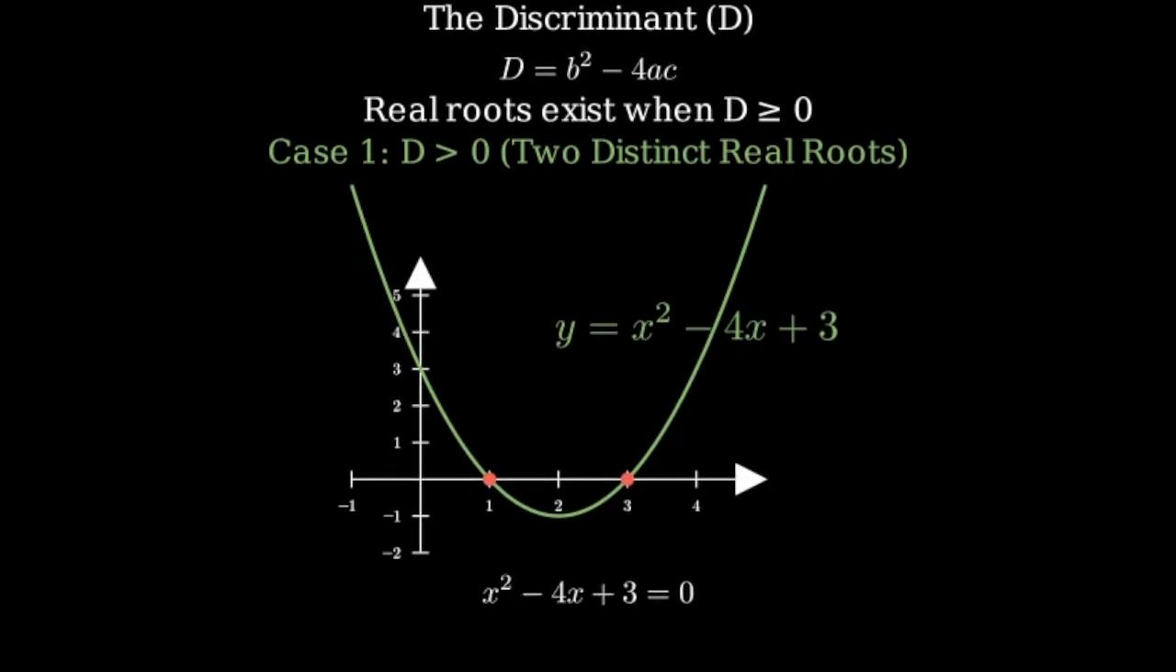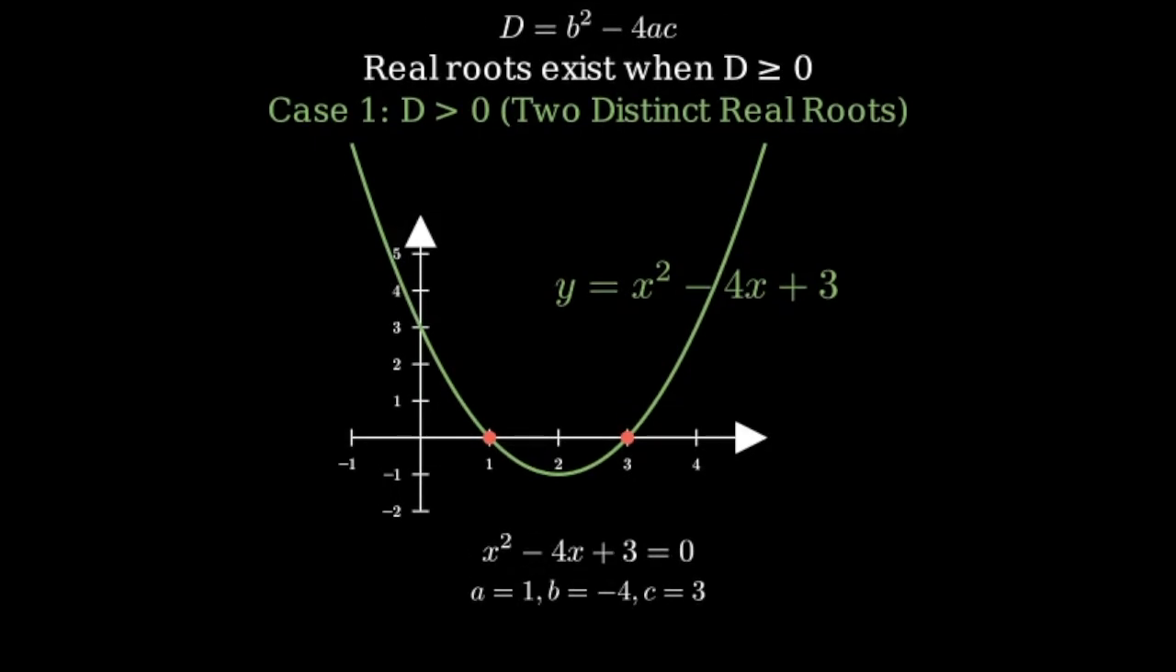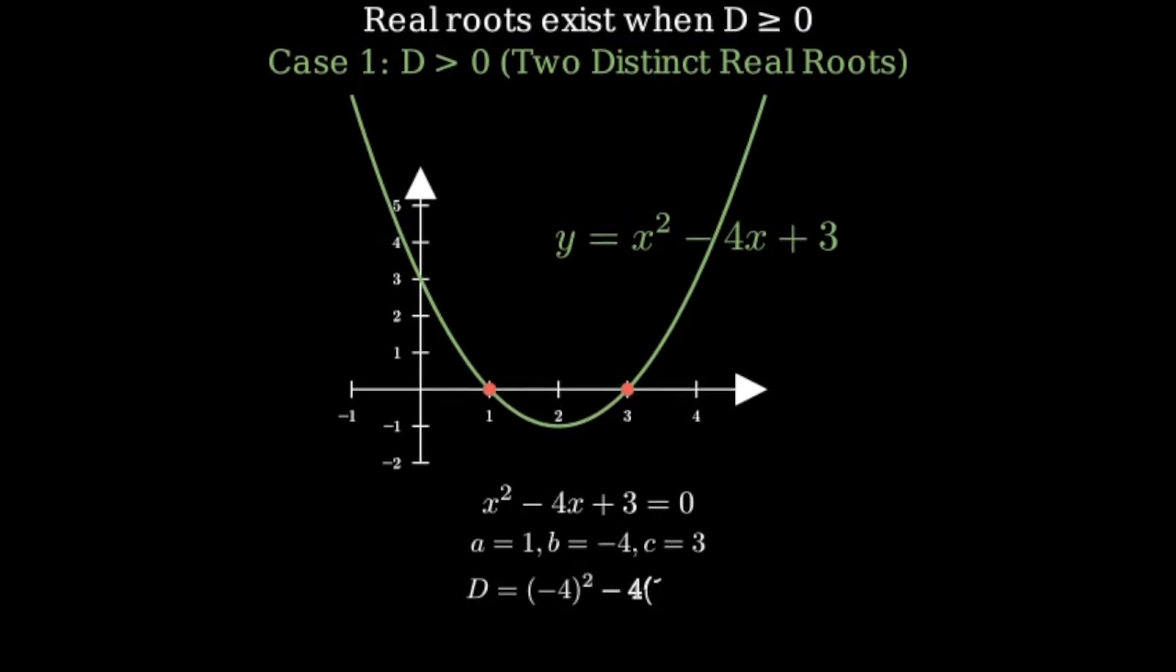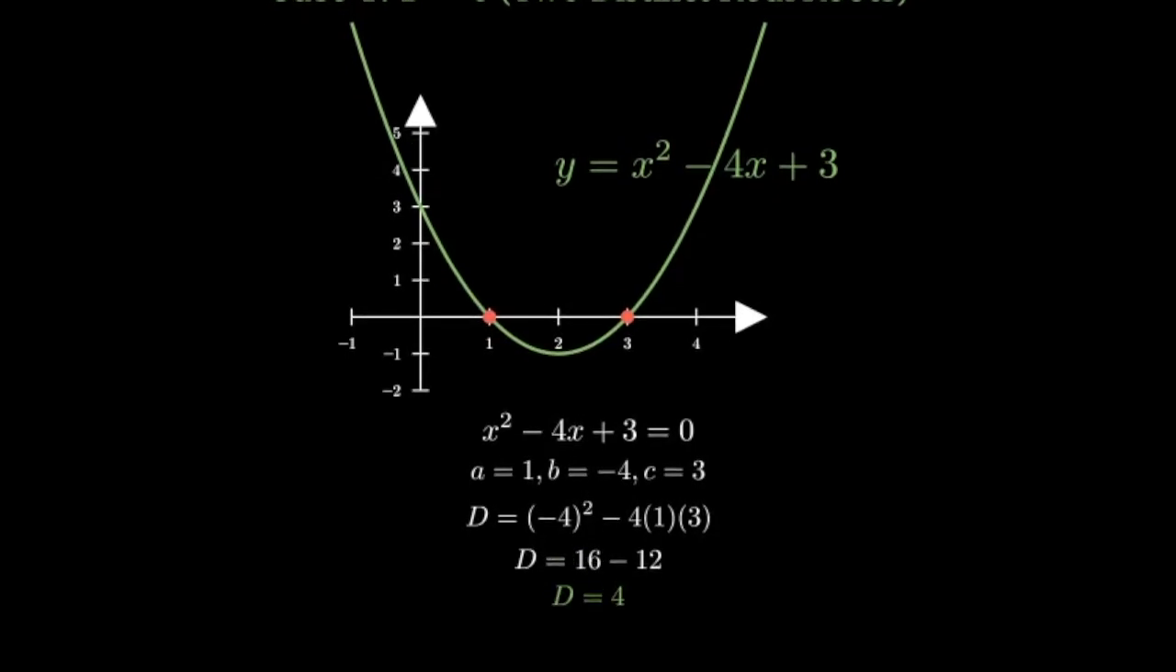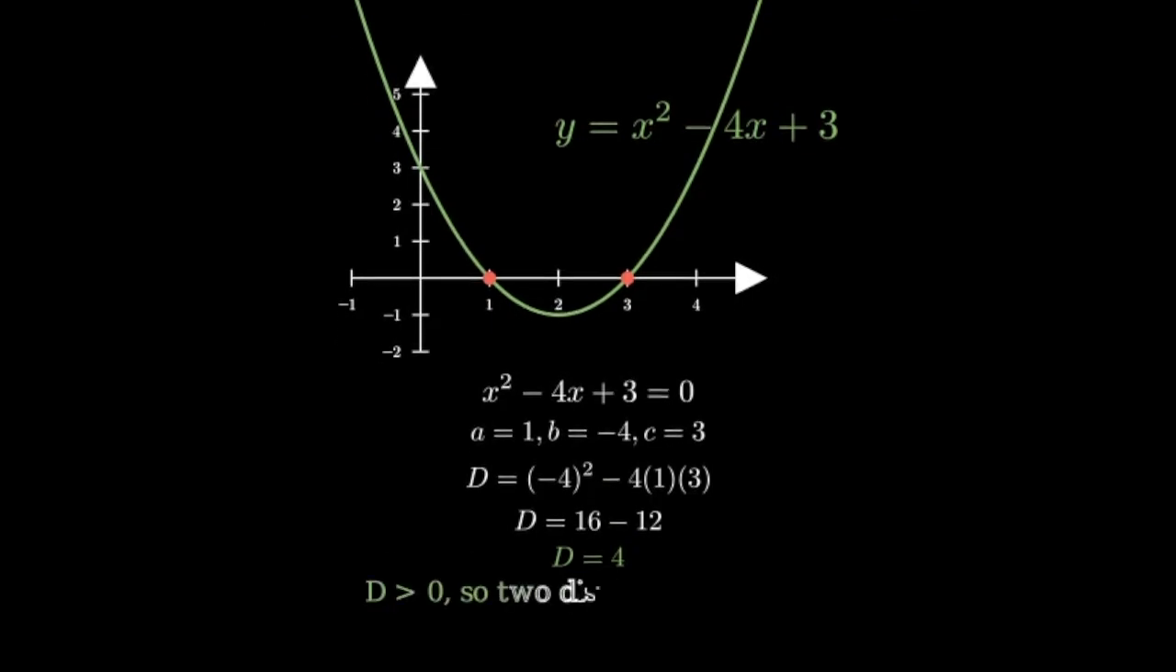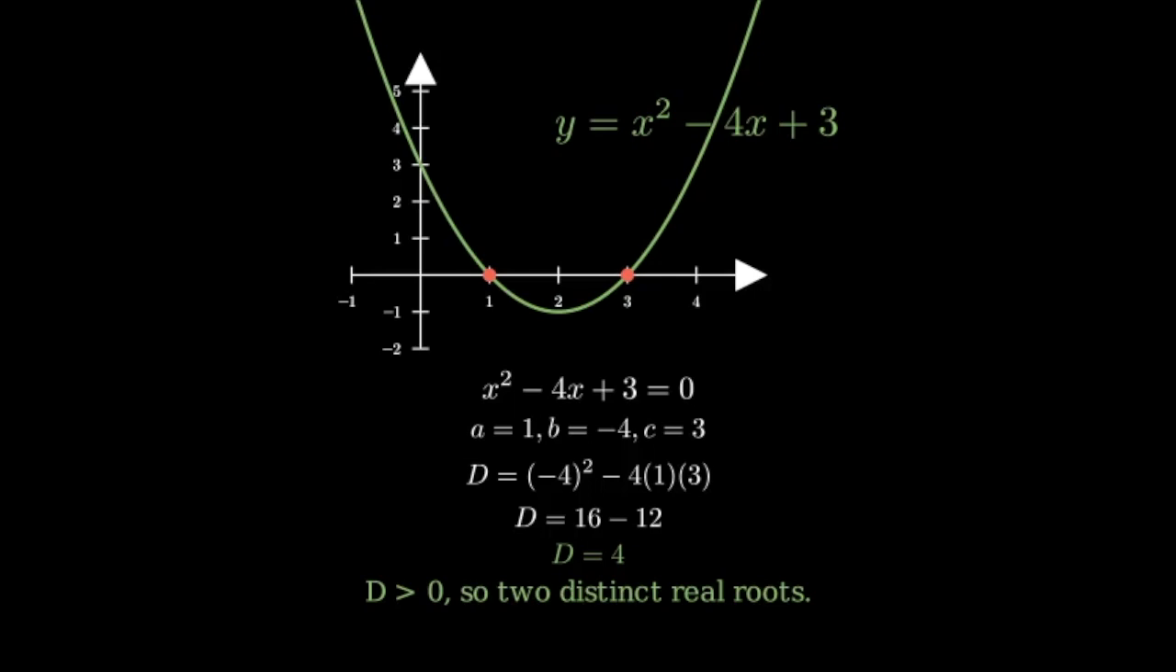For example, consider the equation x² − 4x + 3 = 0. Here, a = 1, b = −4, and c = 3. Let's calculate the discriminant. D = (−4)² − 4 × 1 × 3. This simplifies to 16 − 12, which equals 4. Since D equals 4, which is greater than 0, this equation has two distinct real roots.